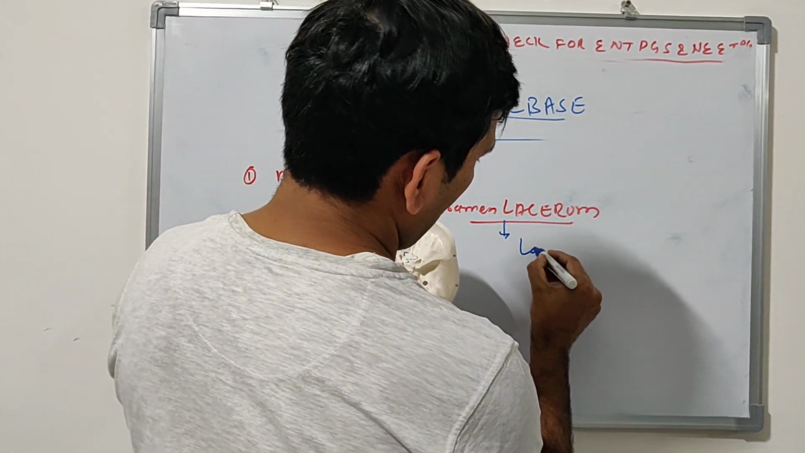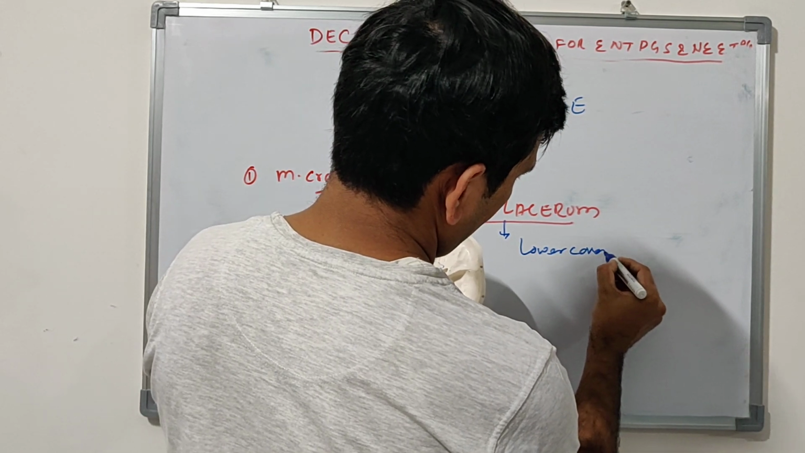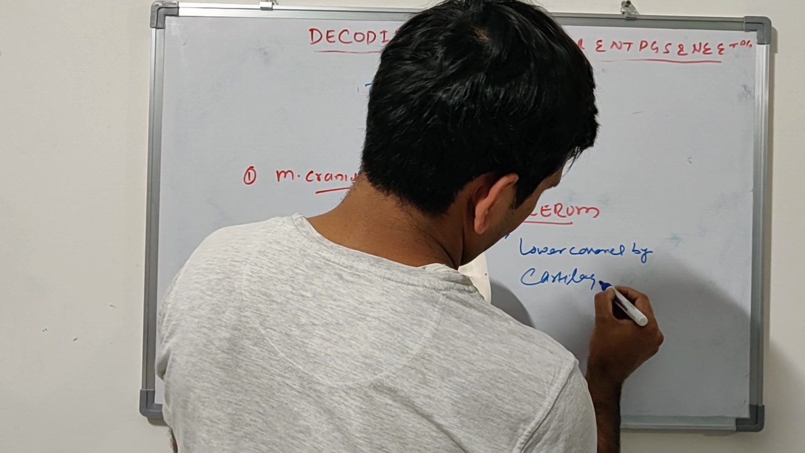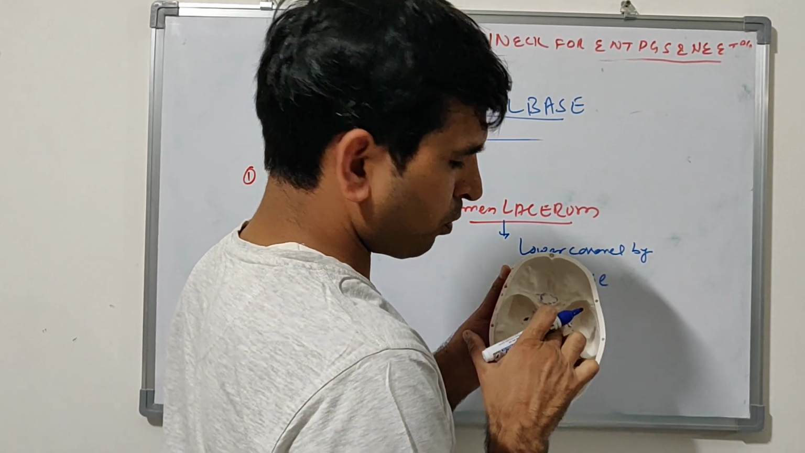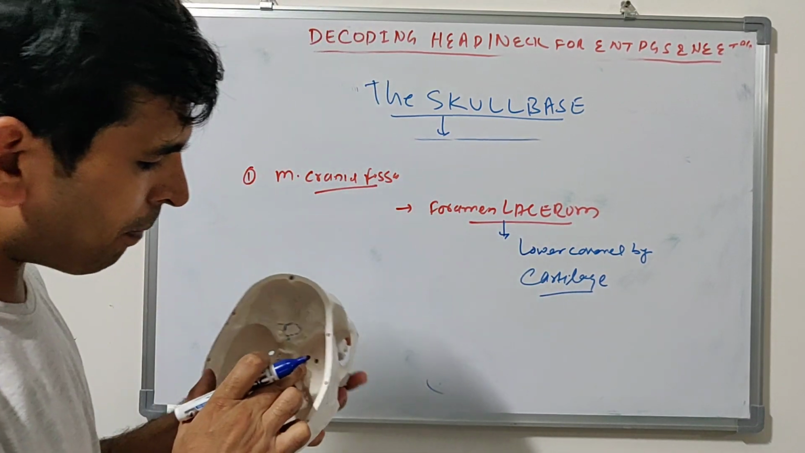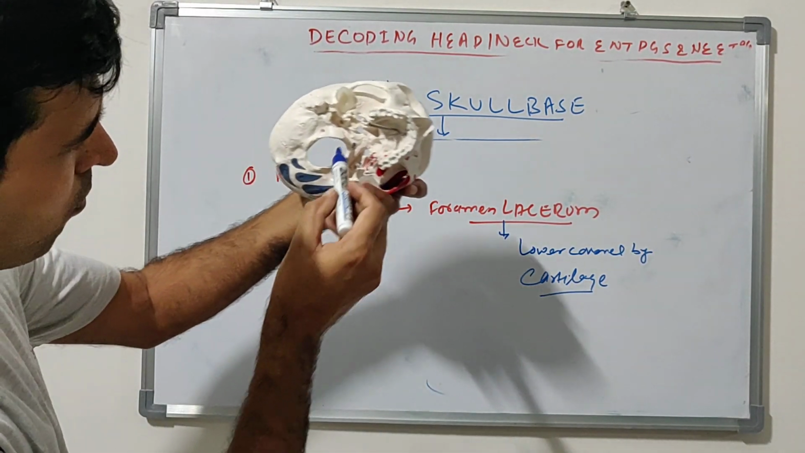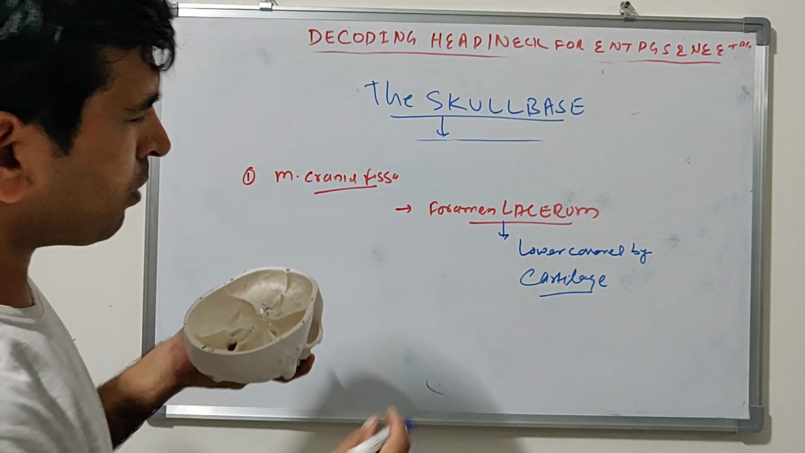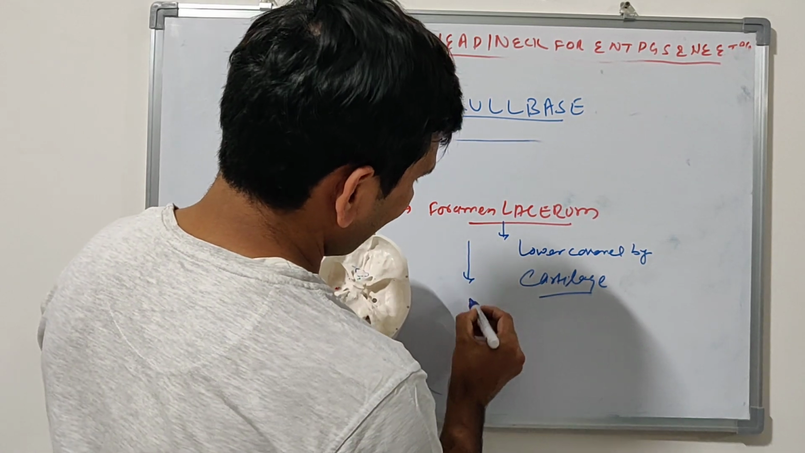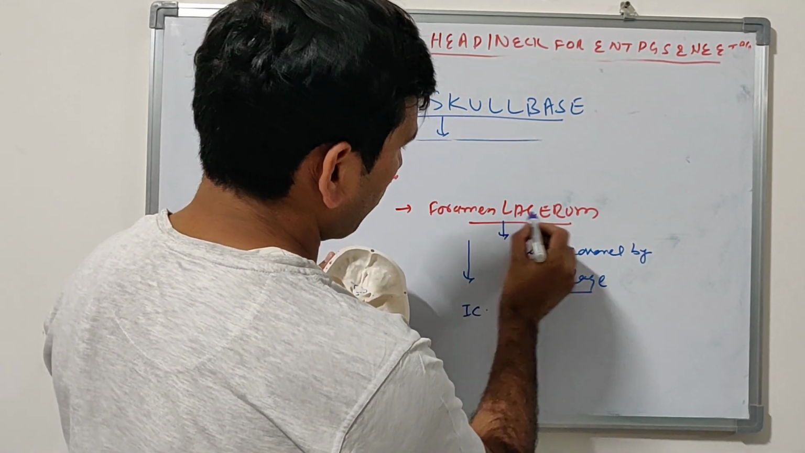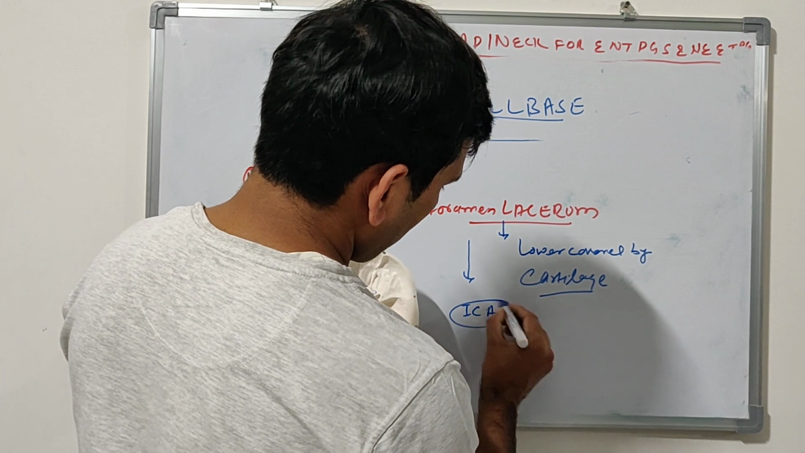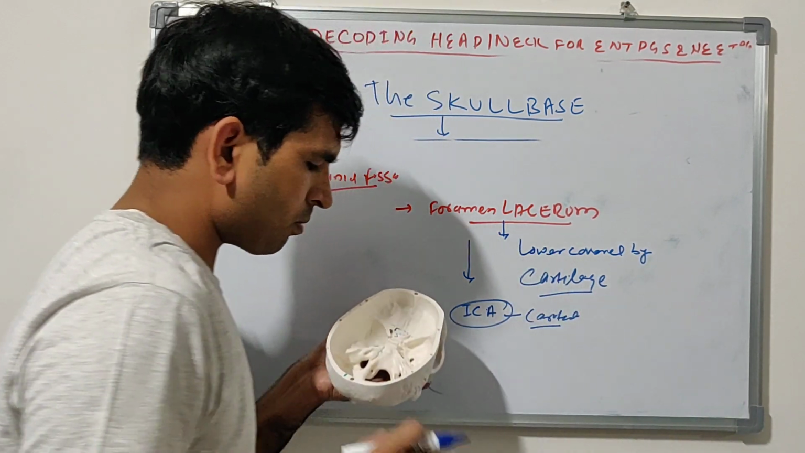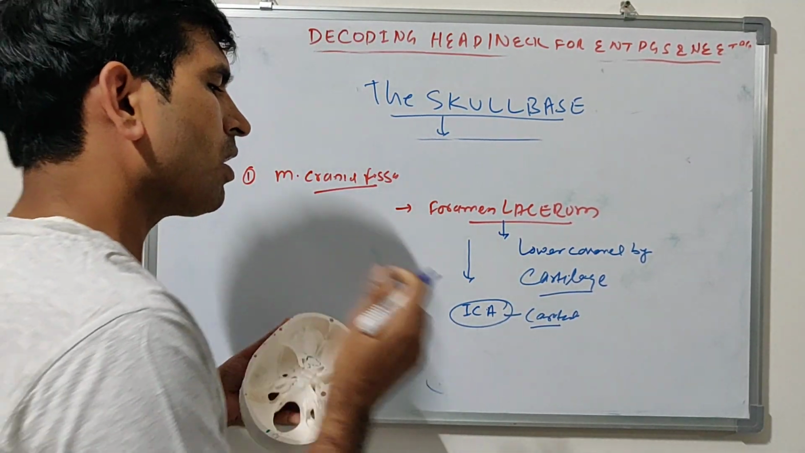In this foramen lacerum, mostly the lower part is covered by cartilage. No structure passes through the foramen lacerum, but the upper part has this. If you see from below, this is the carotid canal. It opens in the posterior aspect of this foramen, the upper part. So the ICA does not come from the foramen lacerum, but from the carotid canal. The carotid canal opens in the upper part of the foramen lacerum, so the ICA comes through the upper part.